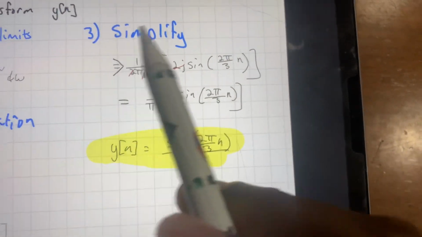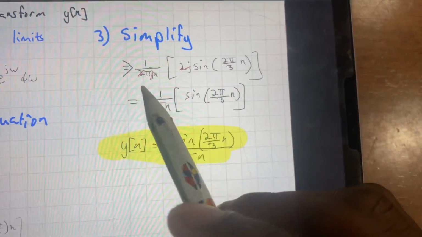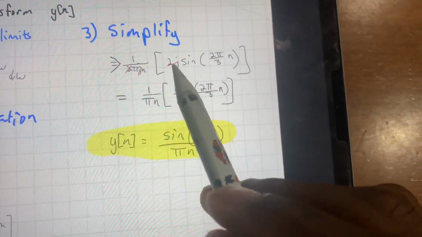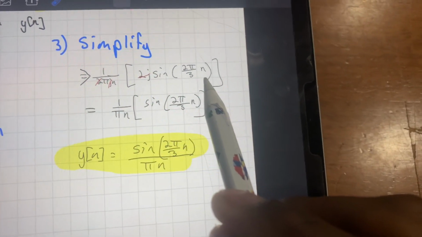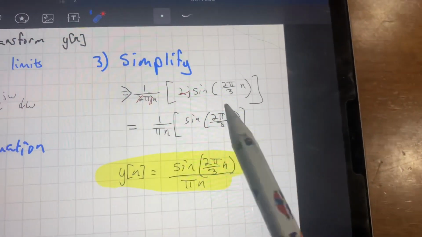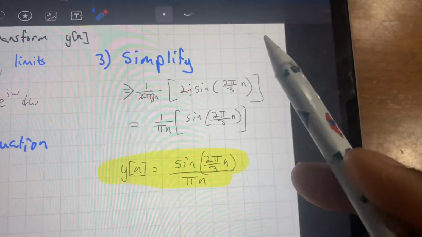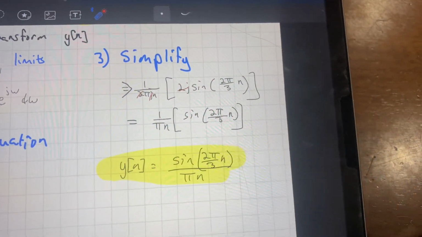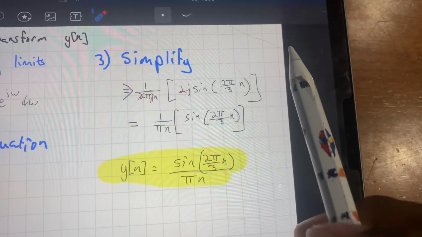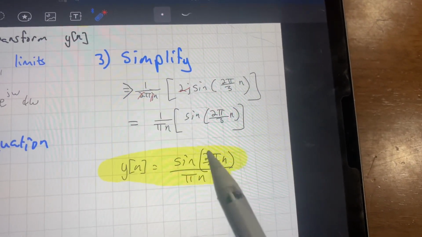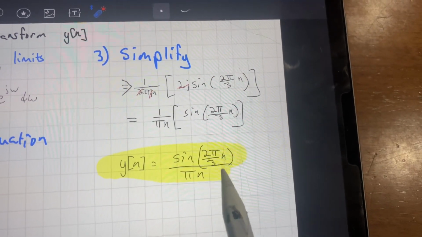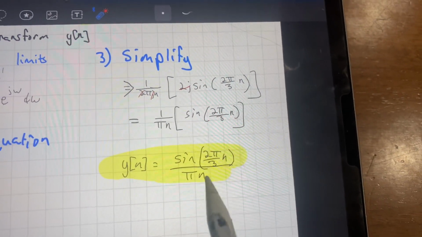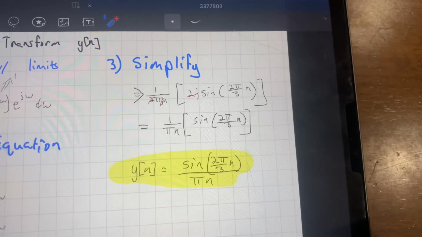So when we do simplify it, we have 1 over 2 pi j n multiplied by 2j sine 2 pi over 3 n. And then all we gotta do is just simplify even more. So the imaginary part cancels out, as well as the 2, and then all we're gonna have left is y of n is sine 2 pi over 3 n over pi n, and it's just simple as that.